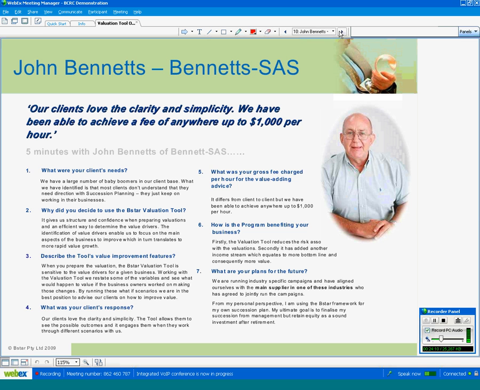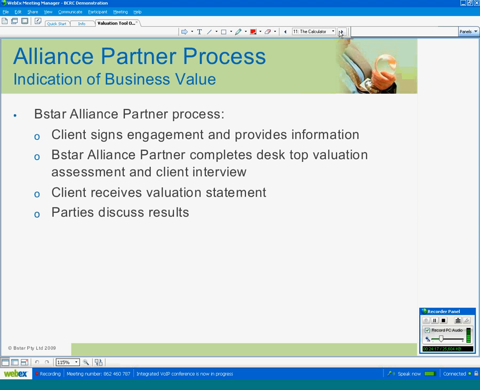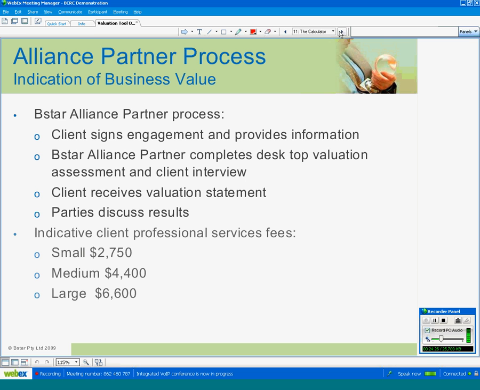VStar recommends its alliance partners offer their clients a two-tiered approach to their business valuation services. An indication of value includes an assessment of business value, a business valuation consultation, and summary report. This service is offered to clients requiring a valuation not for formal purposes. Typically, this would include sale price calculations, value improvement discussions, ownership changes, tax, succession, and estate planning.